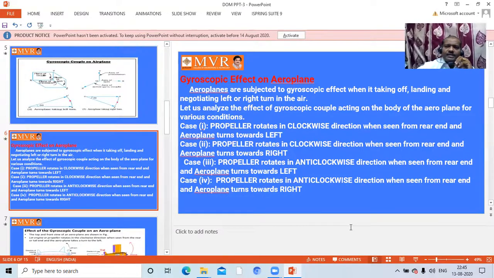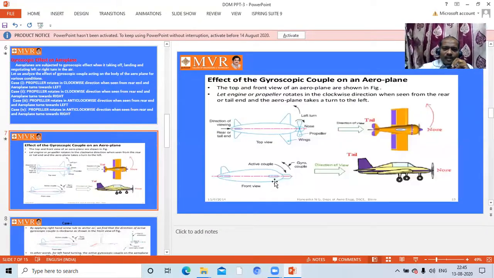This is a very practical approach. You can observe it when the planes are moving. Let us have this one: effect of gyroscopic couple on the aeroplane. What is the condition? You try to understand. For this one, you first understand the technical terms.